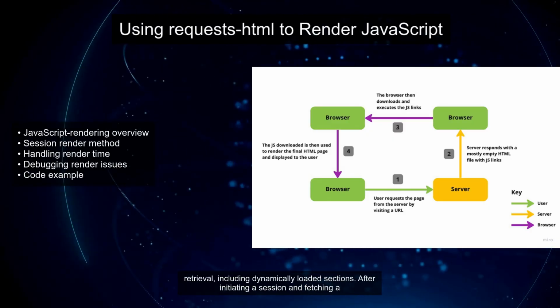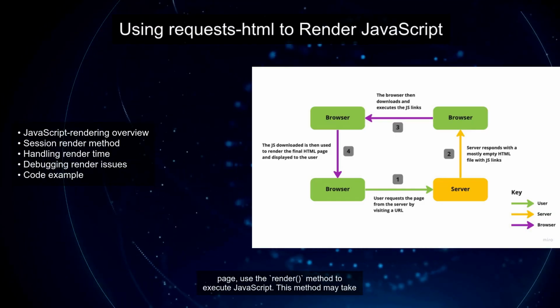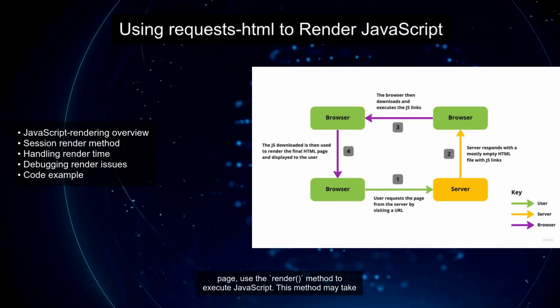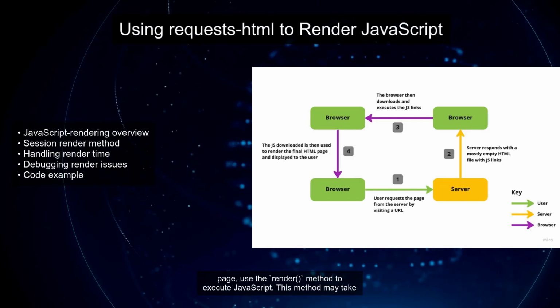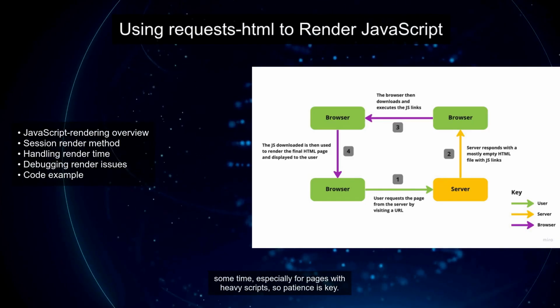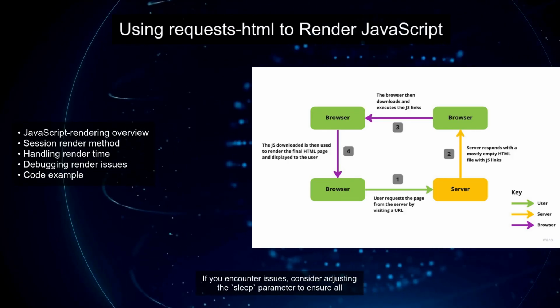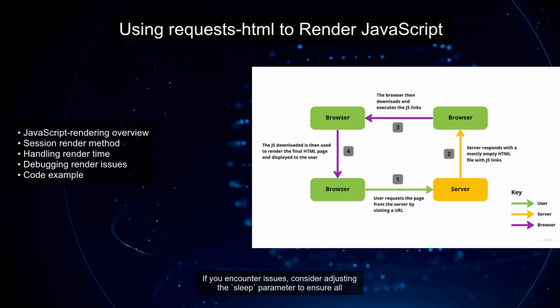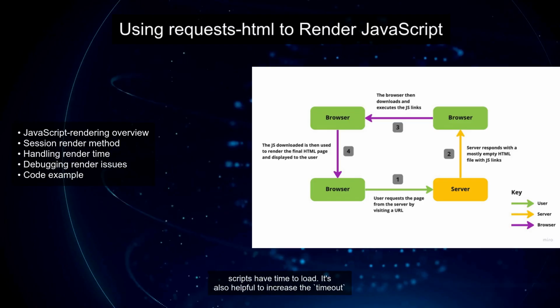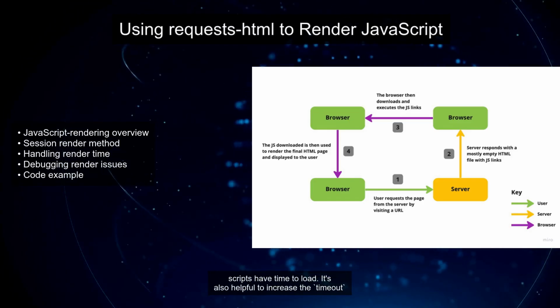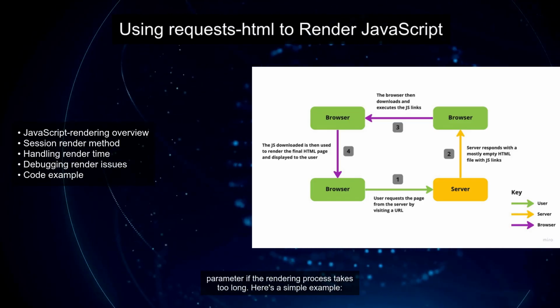Rendering JavaScript is a key feature of requests HTML that allows full-page content retrieval, including dynamically loaded sections. After initiating a session and fetching a page, use the render method to execute JavaScript. This method may take some time, especially for pages with heavy scripts, so patience is key. If you encounter issues, consider adjusting the sleep parameter to ensure all scripts have time to load. It's also helpful to increase the timeout parameter if the rendering process takes too long.